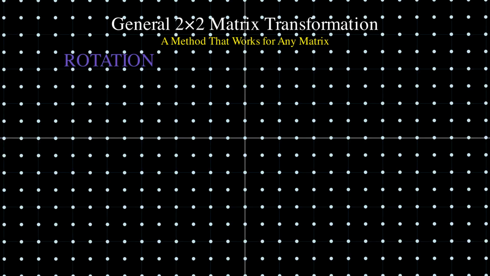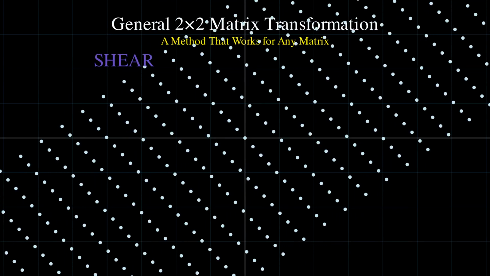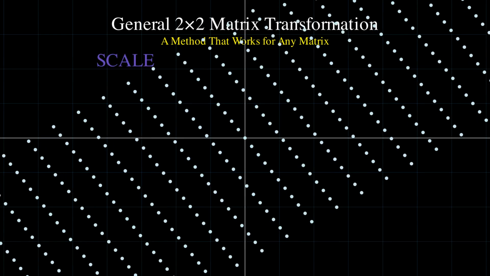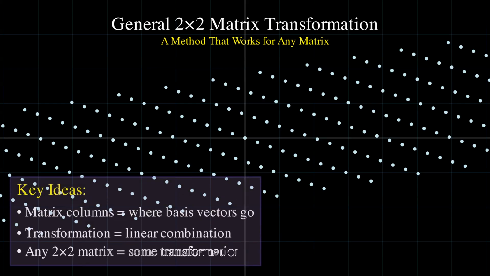It can rotate, it spins the shape around the origin. This is a shear. It slants the shape, shifting its points horizontally or vertically while keeping areas parallel. This is a scale. It changes the size of the shape, making it larger or smaller. Every 2 by 2 matrix represents some transformation. And every transformation can be understood through where it sends the basis vectors.